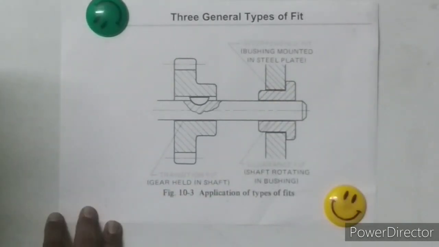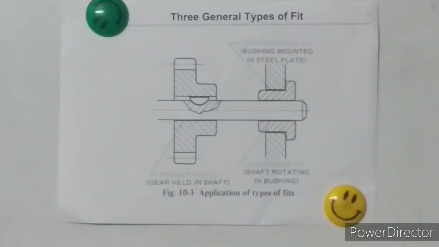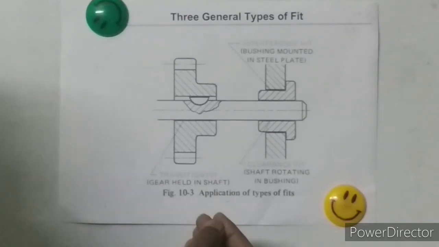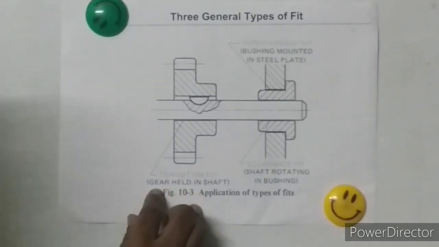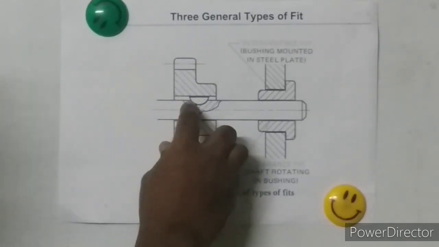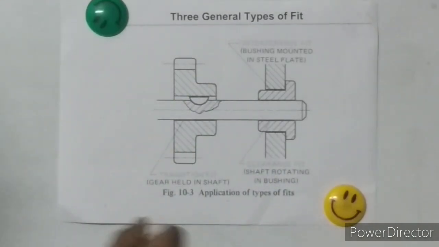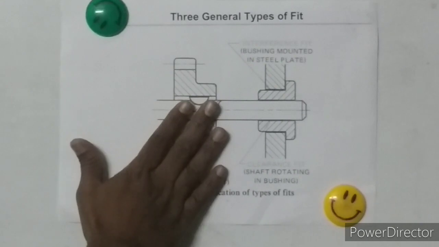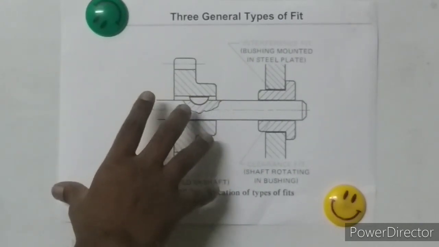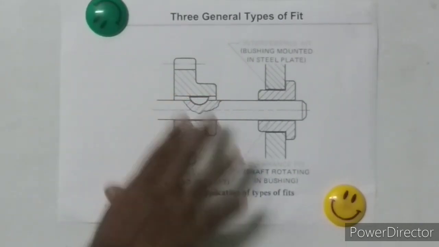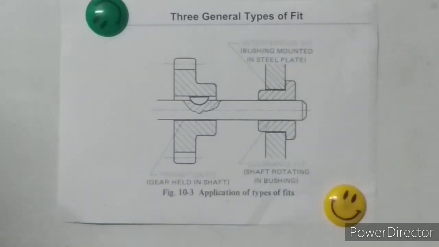Then the transition, where it may be either a clearance or an interference. That is a gear held on a shaft. The gear has to be fixed on the shaft, and when you change the gear, it has to be mounted. So sometimes it acts as a clearance, sometimes as an interference. So these are the general types of fit.